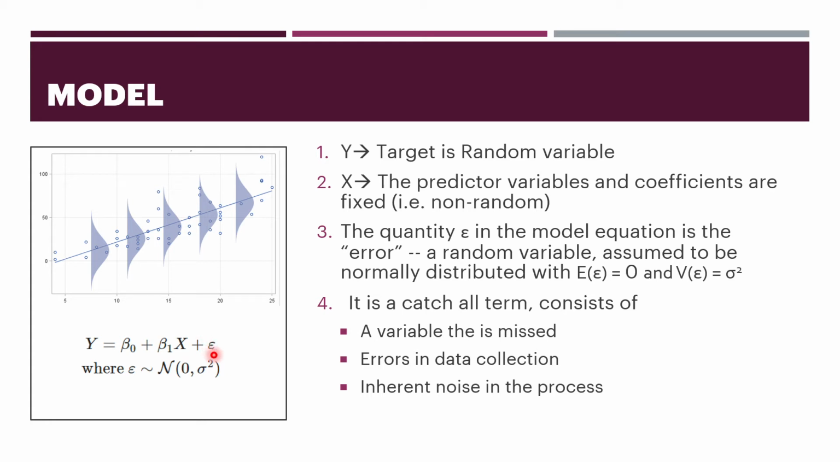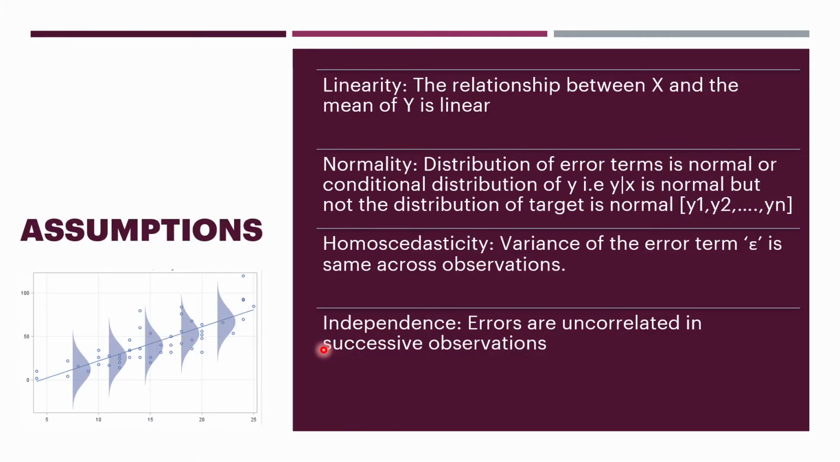So what is the nature of the error term? There is an assumption that we are making about this error term, which we will discuss in the next slide. That becomes the most important one. So in general, this is all about how we describe this model. Then what are the assumptions that we are making while modeling this data?